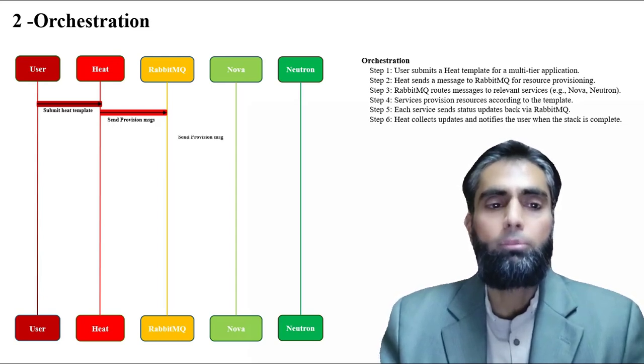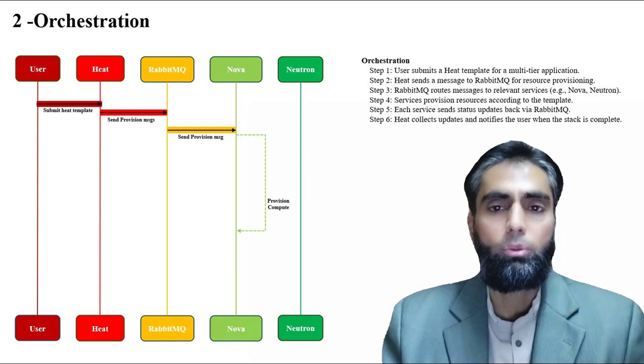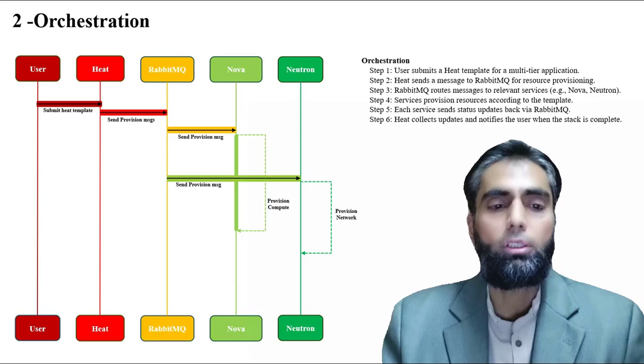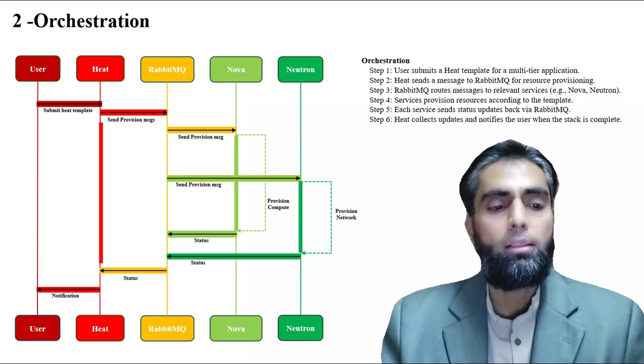From RabbitMQ, the message is forwarded to the Nova service and also to the Neutron service. Both of these then allocate the required resources and provision them, and then send the confirmation message back to the heat engine. And then heat basically notifies the user that the particular resource has been orchestrated.